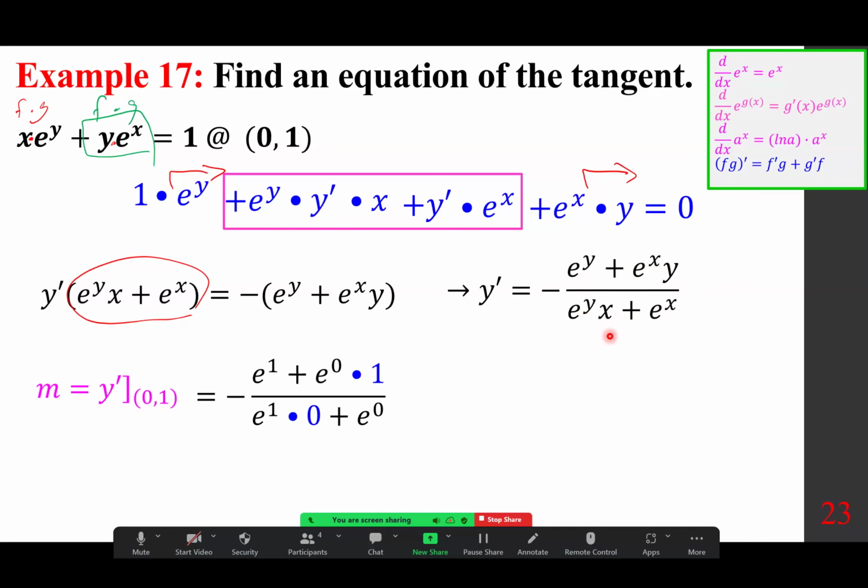And so we get e to the power of 1 plus e to the power of 0 times 1 over e to the power of 1 times 0 plus e to the power of 0. So let's see what we get. Obviously, this is 0, everybody. And this is 1. So we get e plus 1 over 1. And don't forget there's a negative sign. It doesn't go away. So simply minus e minus 1.